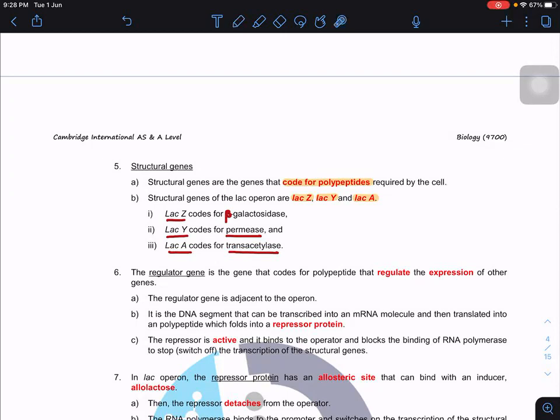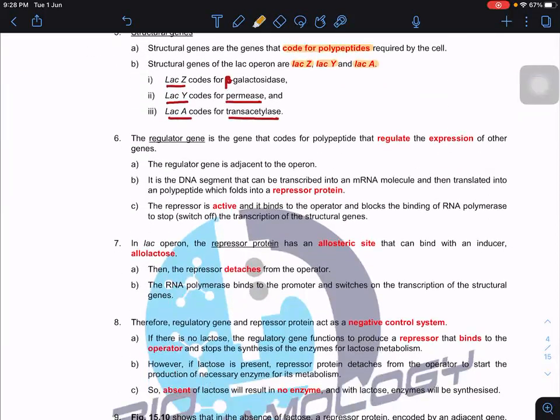So what is the function of regulatory genes? Regulatory genes code for the polypeptides that regulate the expression of other genes. That's why we call them regulatory genes. They code for the repressor protein. When they're active, they're going to bind to the operator.